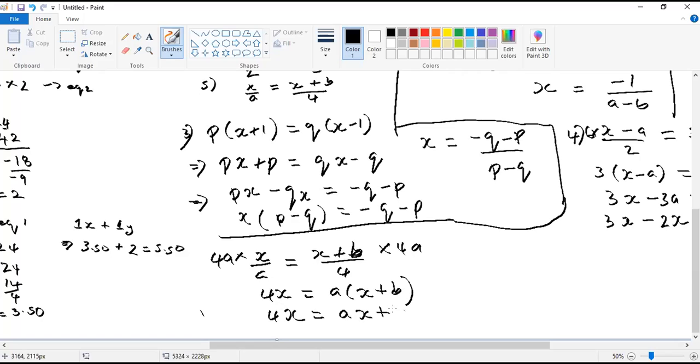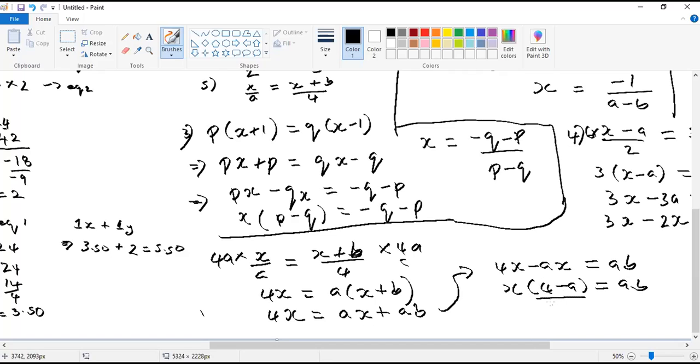And then now we can just multiply out the right hand side, so ab. Then we group. This is 4x minus ax equal ab. So I have x times (4 minus a) equals ab. Divide both sides by 4 minus a. So I have x equals ab over 4 minus a. All right, I got them, sir. Great, good stuff.